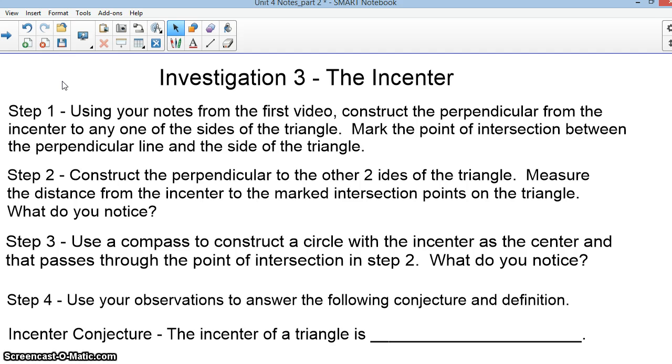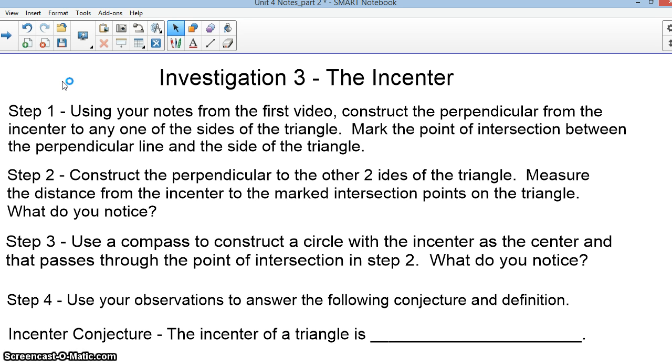So you're going to construct the perpendicular from the incenter to any one of the sides of the triangle. You want to mark the point of intersection between the perpendicular line and the side of the triangle. You don't need to draw the perpendicular all the way in. You can if you want, but you don't need to. You really just need to put a mark through the side where that segment would be perpendicular through that incenter.